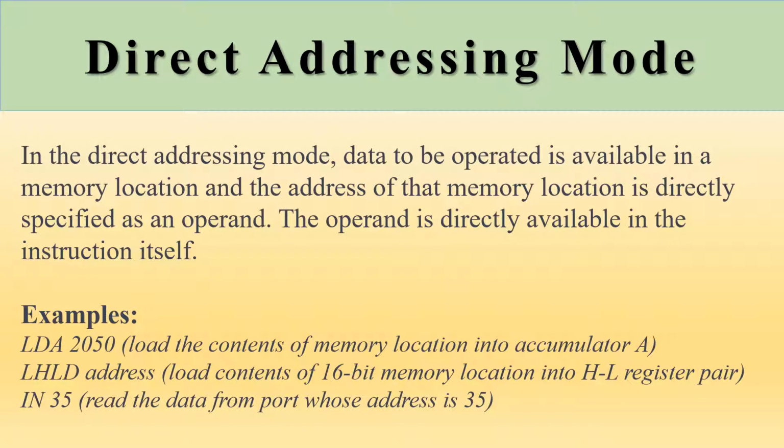Next we talk about the direct addressing mode. In the direct addressing mode, data to be operated is available in memory location, and the address of the memory location is directly specified as an operand. Kindly differentiate with the immediate addressing mode, where the data within the instruction is being addressed, while in direct addressing mode, the address of the memory location is present in the instruction. The operand is directly available in the instruction itself. What is the operand? The address of the memory location.